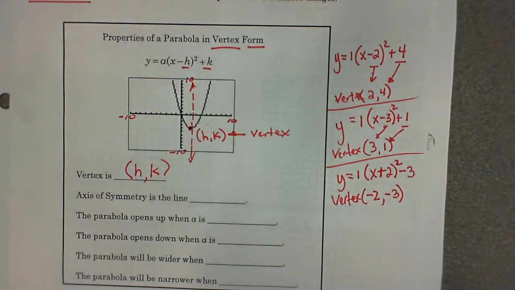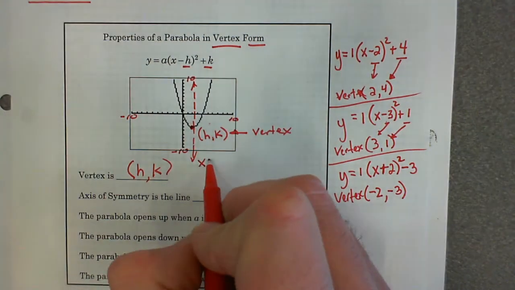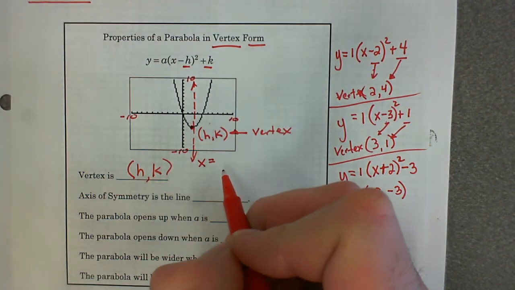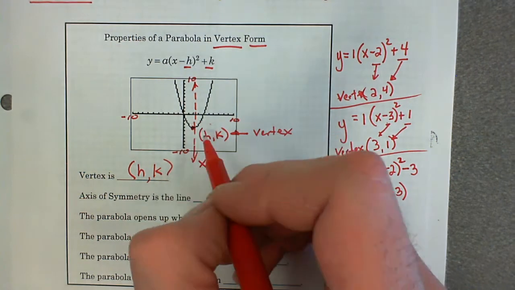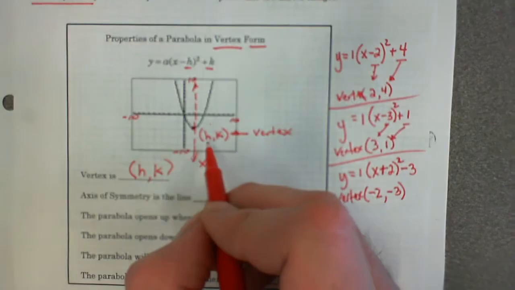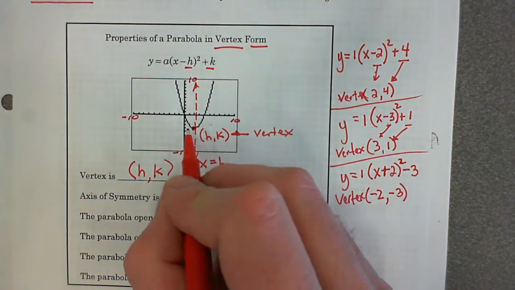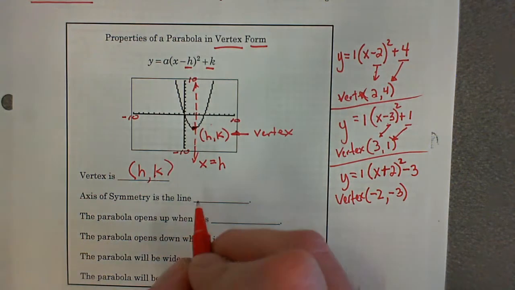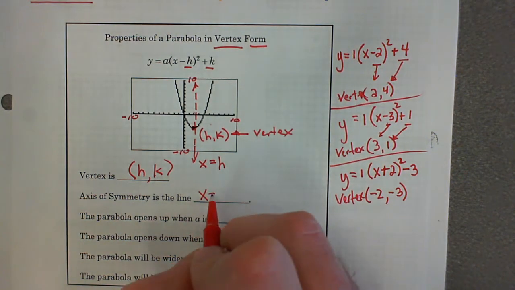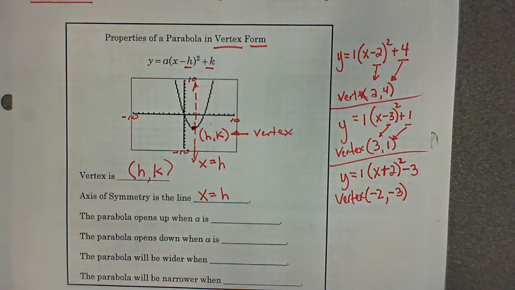Well, we know from back at the beginning of the year that vertical lines are x equals a number. It's x equals whatever x is equal to. Well, in this case, what's the x coordinate? It's h, because h is your vertex, so it's got to go right through that point, so x equals h. So that's your axis of symmetry in this case. It's x equals h. So x will always equal the x coordinate of the vertex.